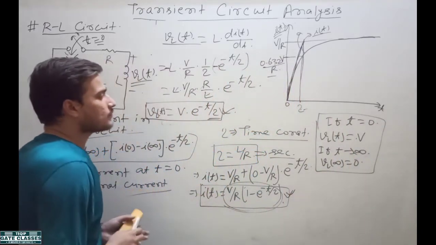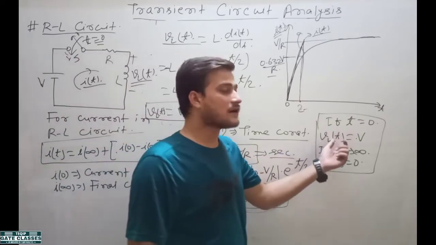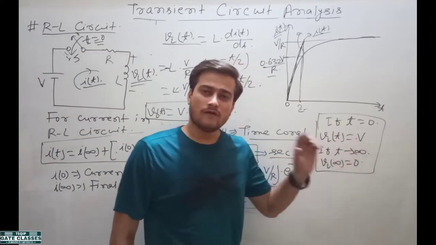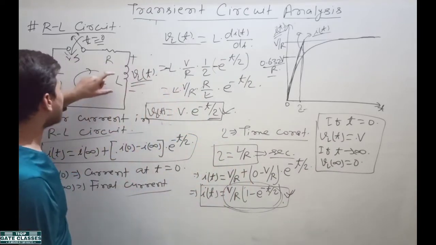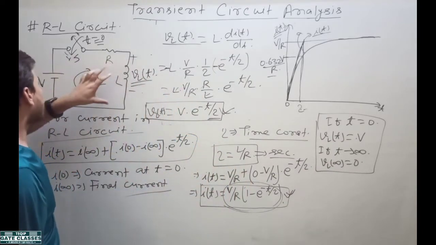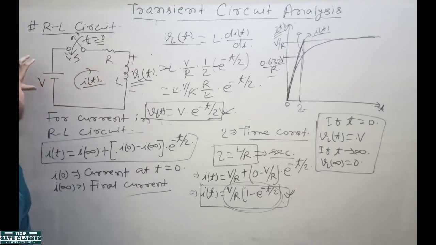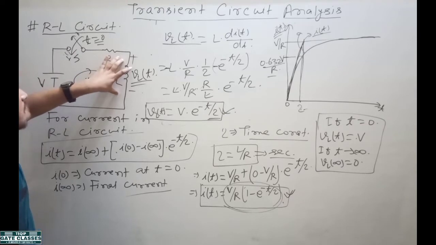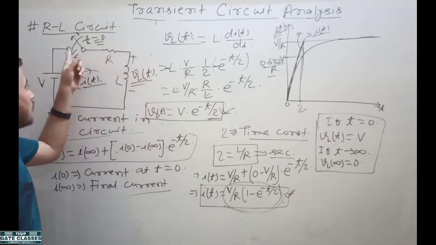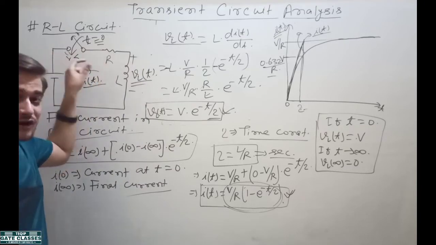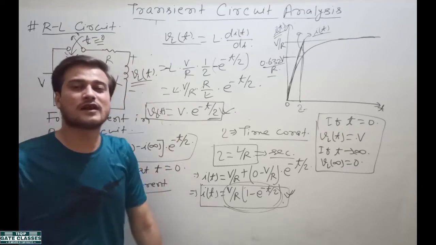From here also you can see that when time t is equal to 0, the voltage across the inductor is V. What does it mean? If the voltage across the inductor is V, that means the direct voltage you are applying is being applied across this inductor. How is it possible? It is only possible if the value of current is 0. It is only possible if the current flowing through the resistor is 0.